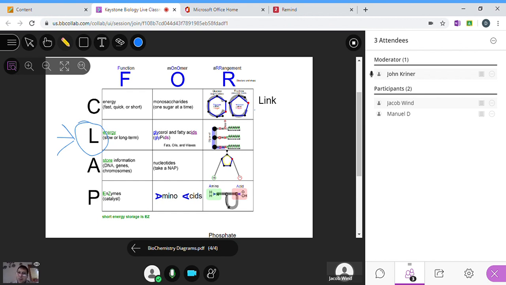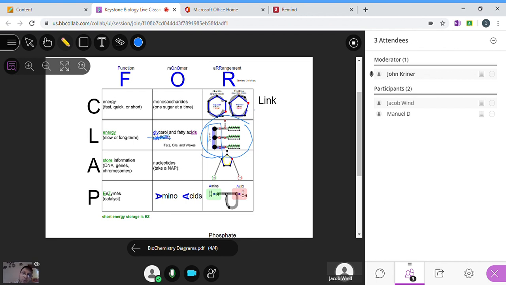What do lipids look like? Well, we're going to come over here to our arrangement column, and you're going to see that lipids are made of two things. We have glycerol. Do you see the word right here? Glycerol. Glycerol is this 3-carbon molecule. Do you see the 3 black dots? Each black dot represents carbon.